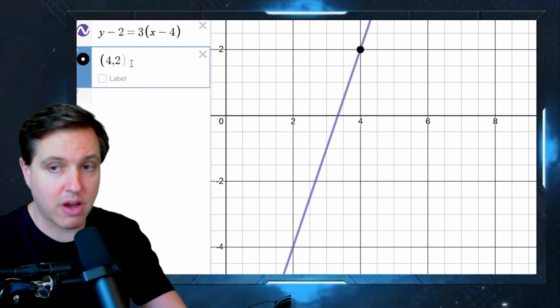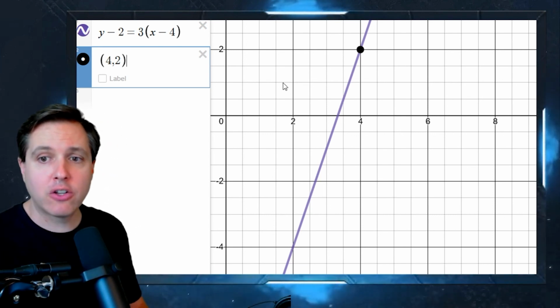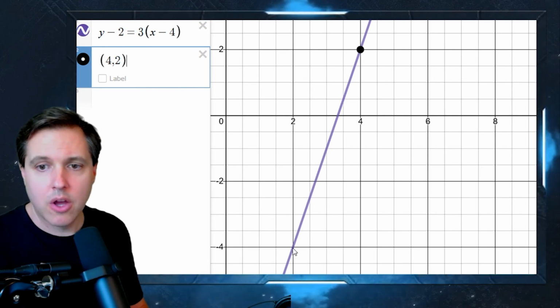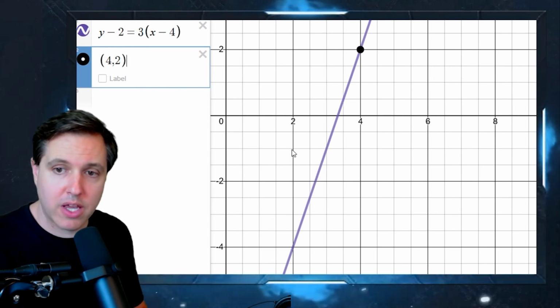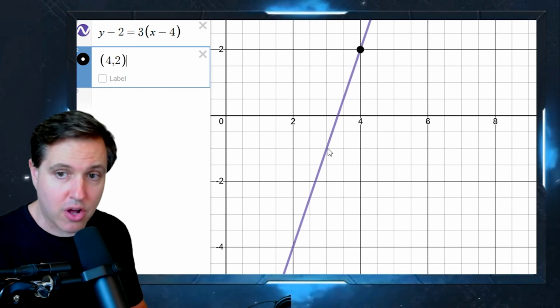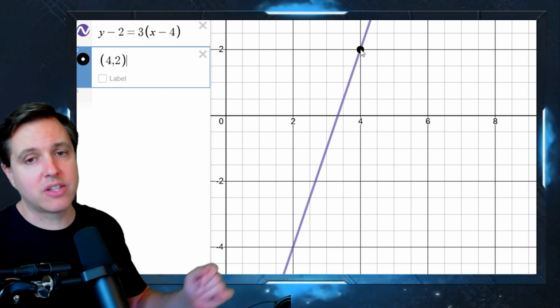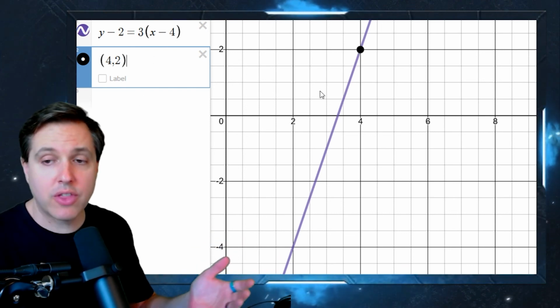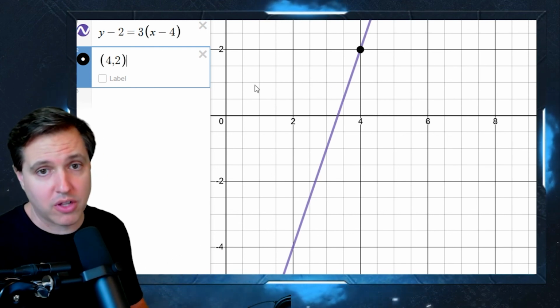And sure enough, we can see that the point 4, 2 lies on the line, and our slope should be 3. So let's see. Oh, and we go up 1, 2, 3, and we go over 1, that puts us on the line again. And if we again go up 1, 2, 3, and over 1, that puts us on the line again. Okay, so that's how you would go through and use this to graph this form of the line.